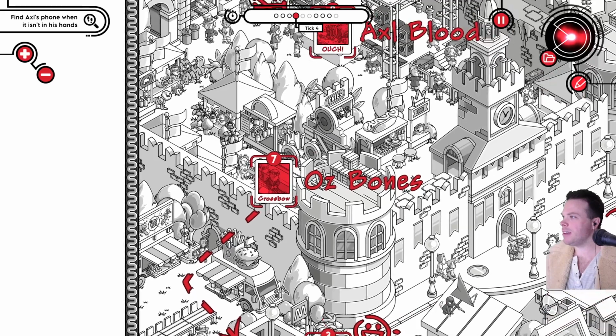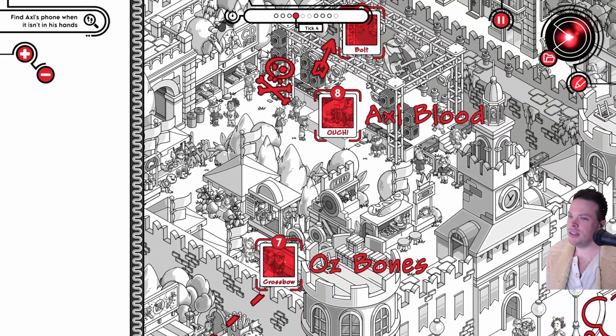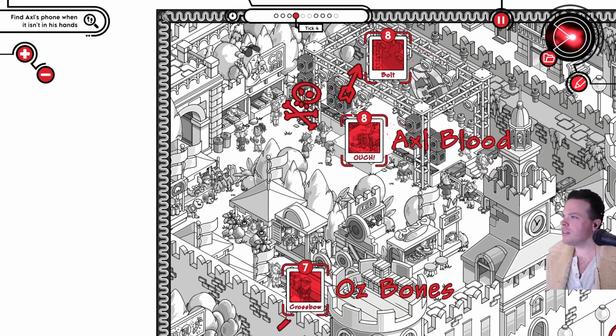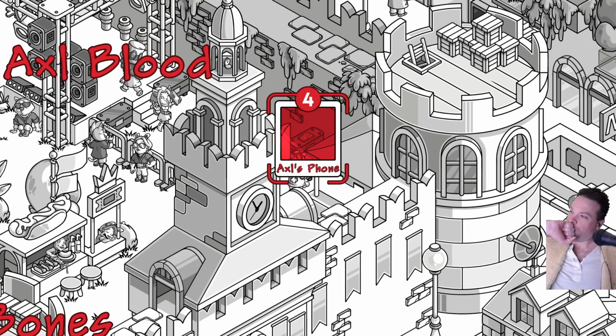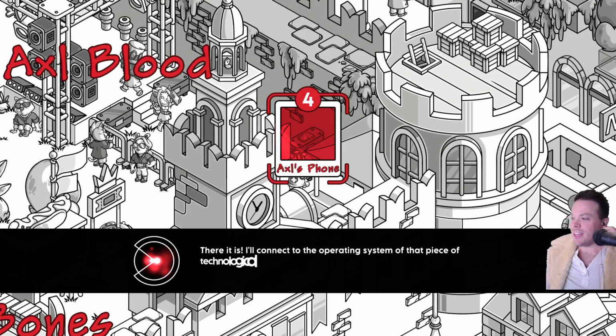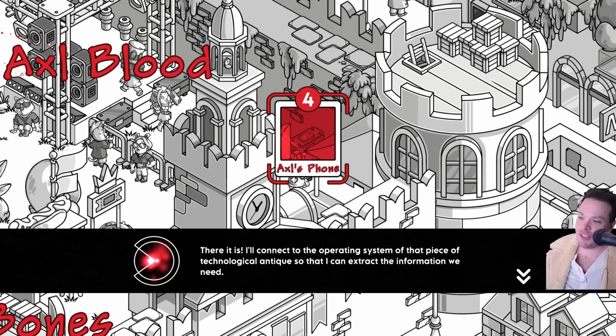So presumably now they're even closer to the stage. There's her phone. There's a lead guitarist, maybe. But where is... Yep, here he is. And there's his phone. Got it! There it is. I'll connect to the operating system of that piece of technological antiquity, so that I can extract the information we need.